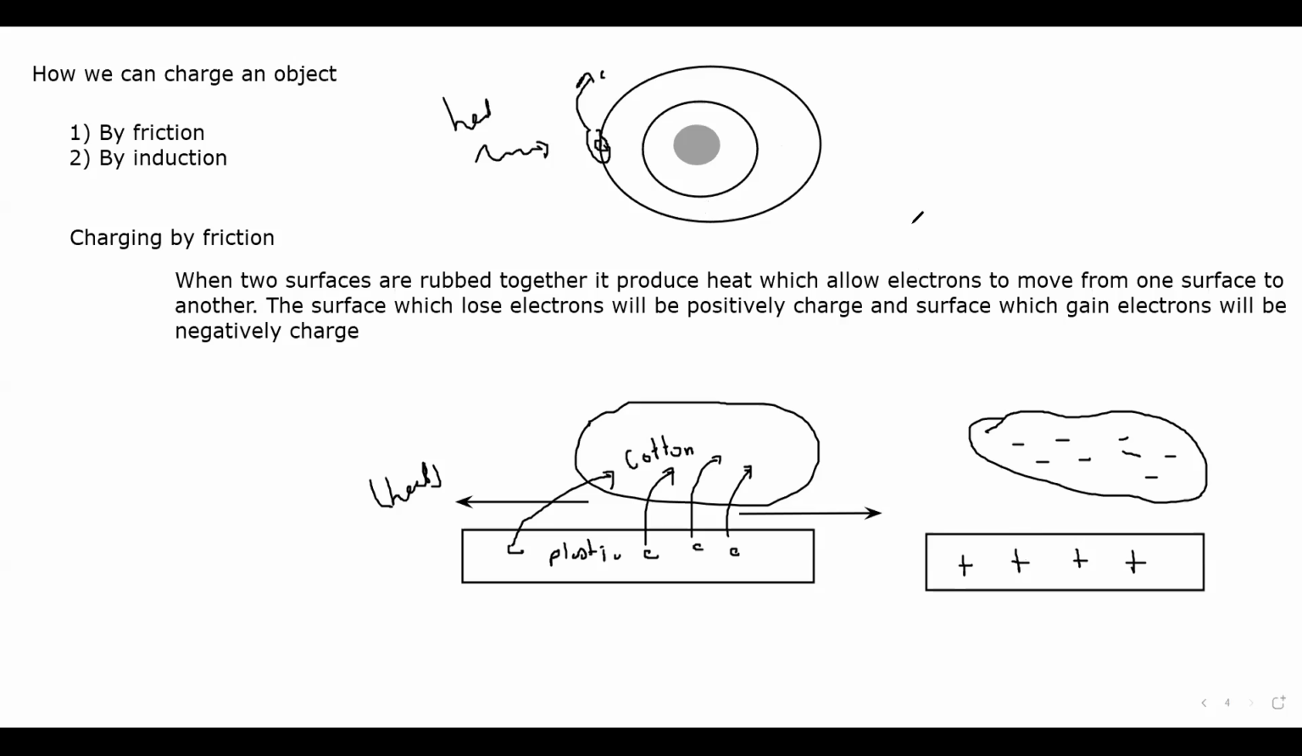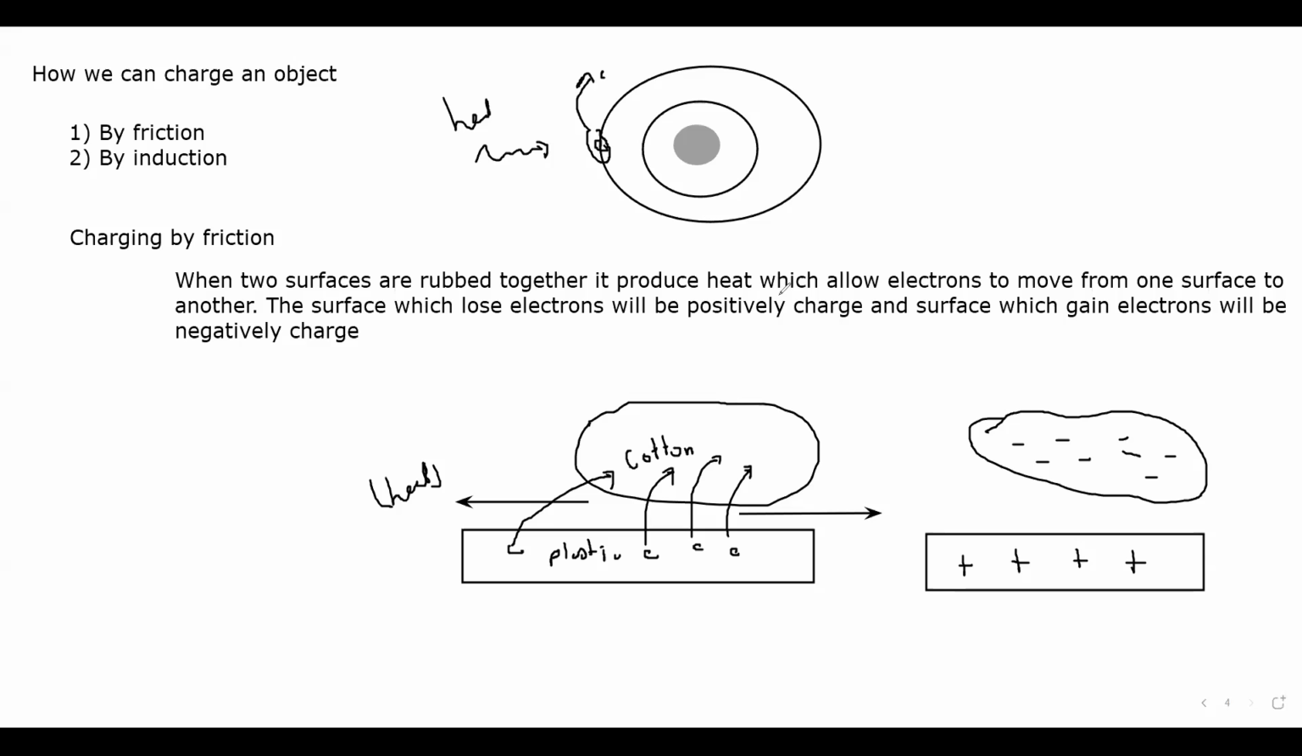So when it produces heat, because heat is a form of energy, an increase in heat means the particles will move faster. As the particles move faster, the electrons are more likely to gain energy and move because of that heat. How can we know which material? The question is how we will know whether an electron transfers from plastic to cotton, or why not from cotton to plastic.